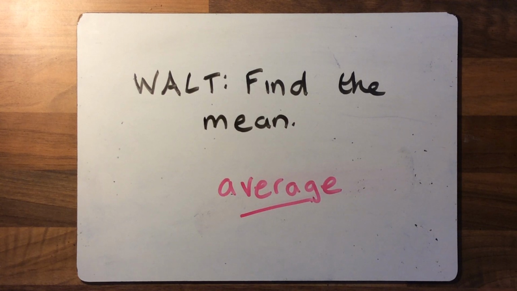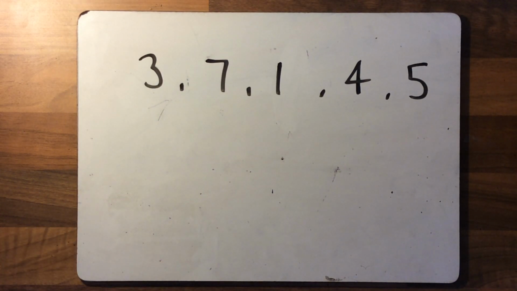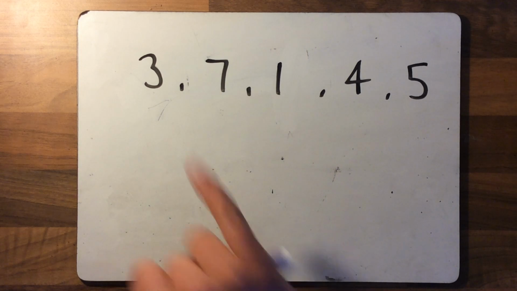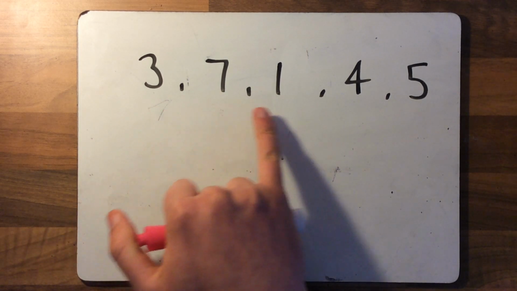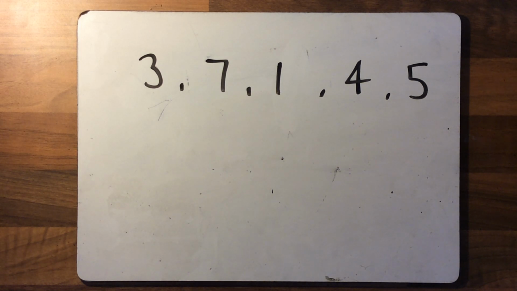It's quite straightforward what you need to do. You simply need to add up all the numbers and then divide by how many numbers there are. So if I show you this example here, you can see we've got 5 separate numbers. We've got 3, 7, 1, 4 and 5. So we've got 5 separate numbers, 5 separate pieces of data here.